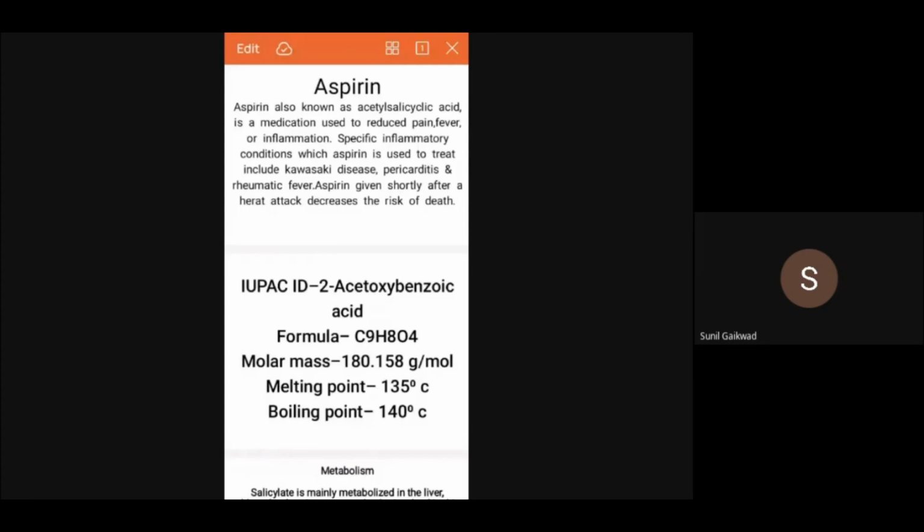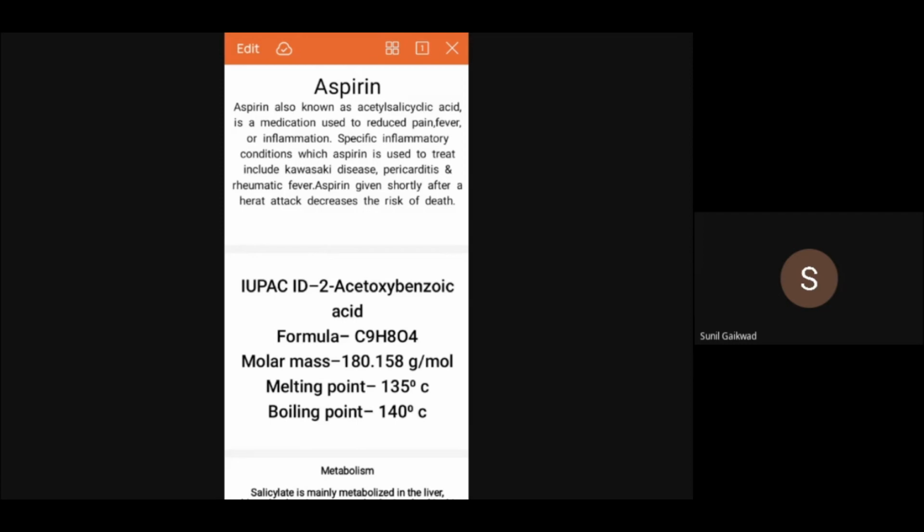Here is aspirin. Aspirin is also known as acetylsalicylic acid. It is a medication used to reduce pain, fever, or inflammation. Specific inflammatory conditions which aspirin is used to treat include Kawasaki disease, a condition that causes inflammation in the walls of some blood vessels in our body. Second is pericarditis. Pericarditis is a swelling and irritation of the thin sac-like membrane surrounding the heart.